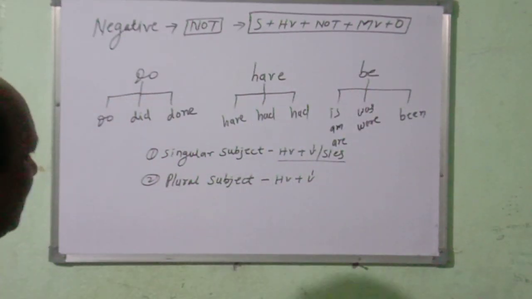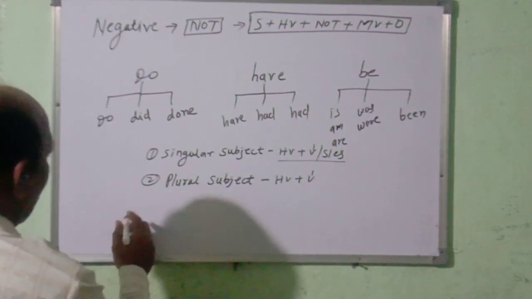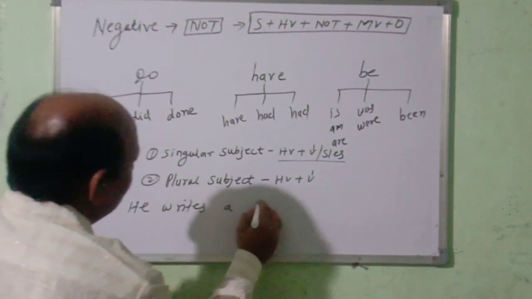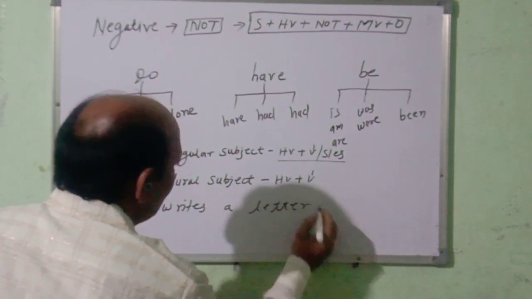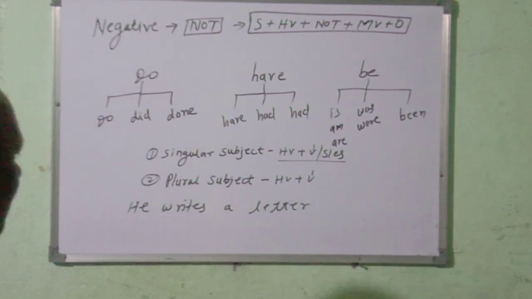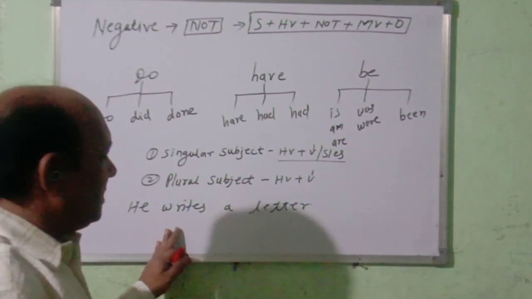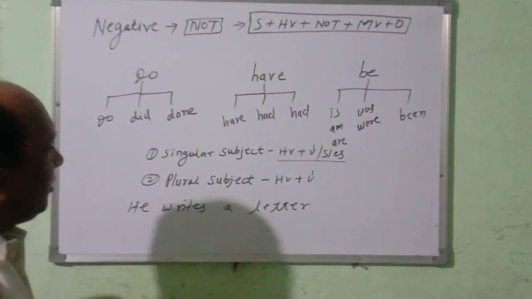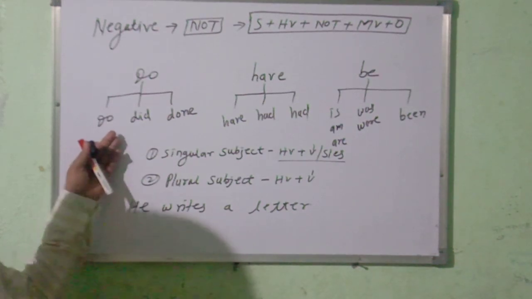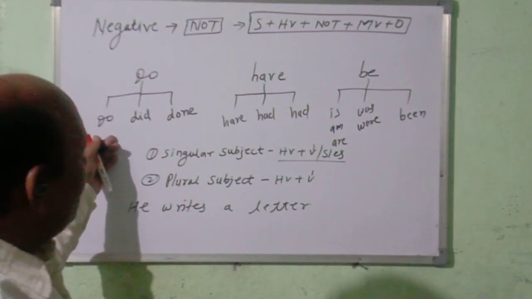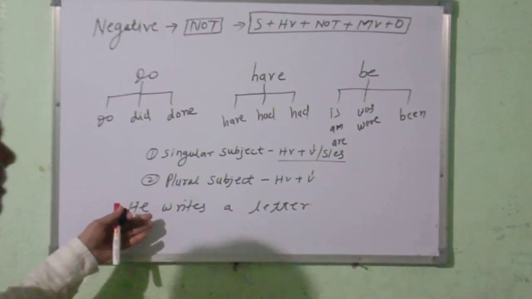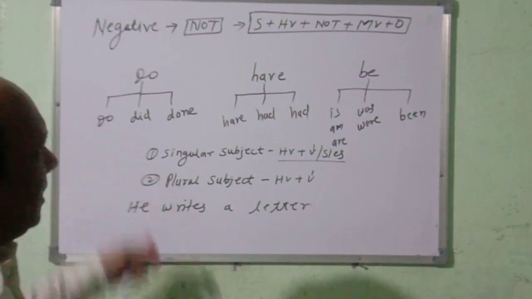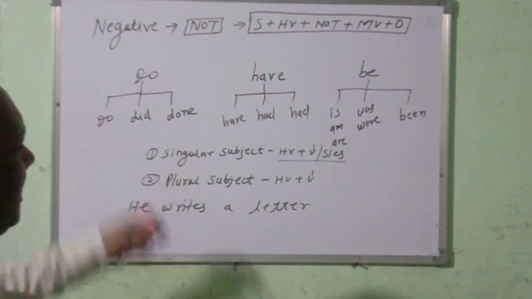Getting it or not? What is the previous example? He writes a letter. That is the positive sentence. When we convert it into a negative sentence, first we have to take the help of the primary verbs, because in this sentence there is no helping verb present. For that purpose we have to take the helping verb from the other side, meaning from the primary verbs.